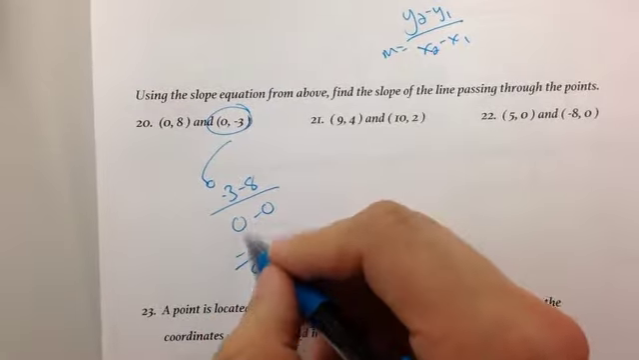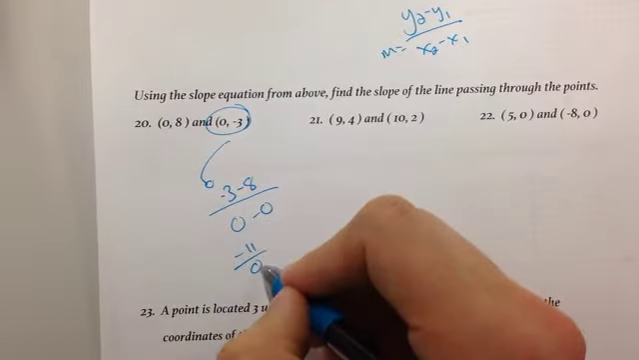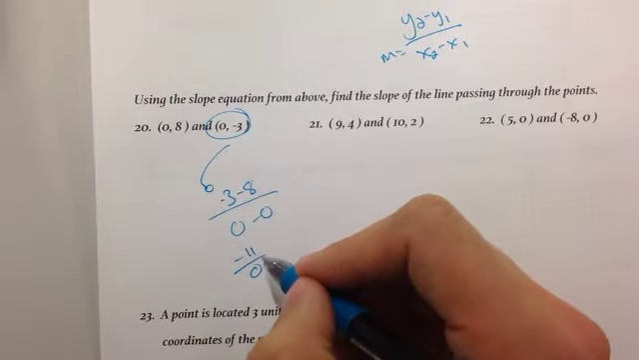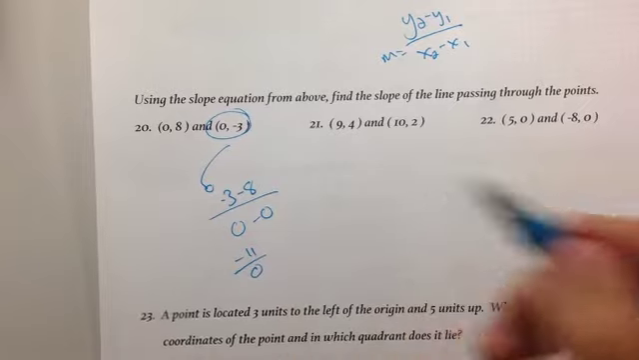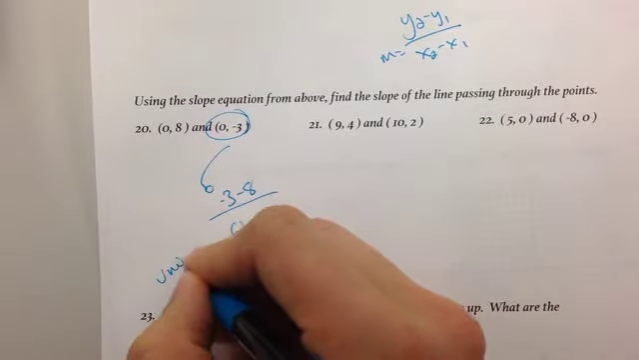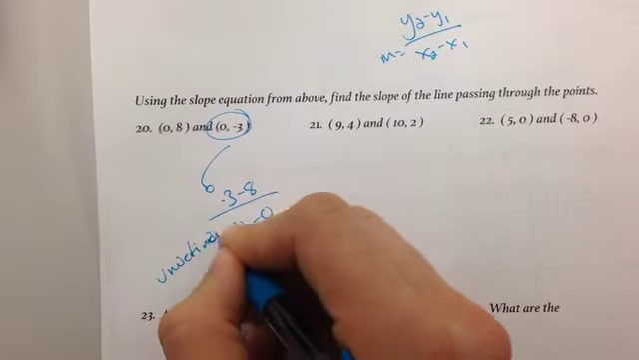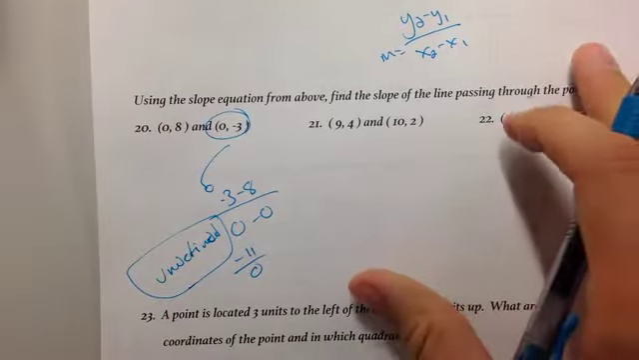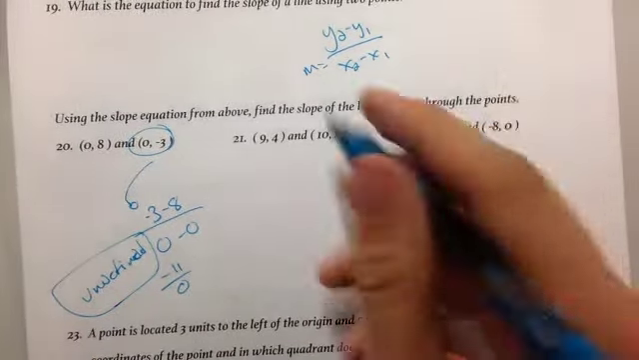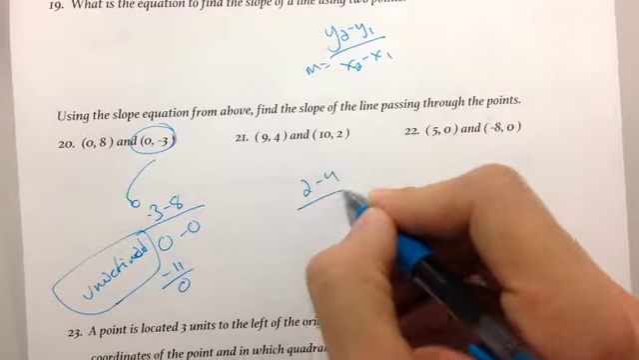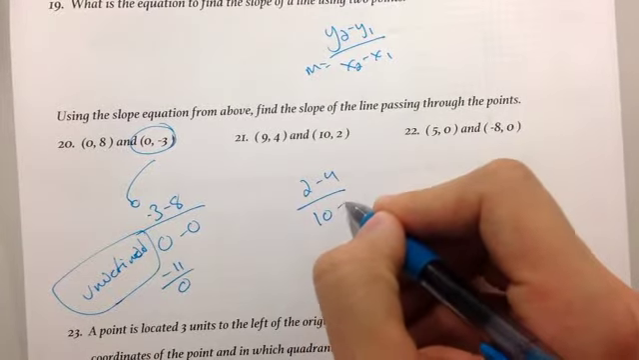You'll notice my x's are not changing. I don't have any difference between my x's. So what I'm going to need to do is just call that undefined. This is a vertical line. If you don't believe me, graph it. It's undefined for the slope. The next one, 2 minus 4 over 10 minus 9.